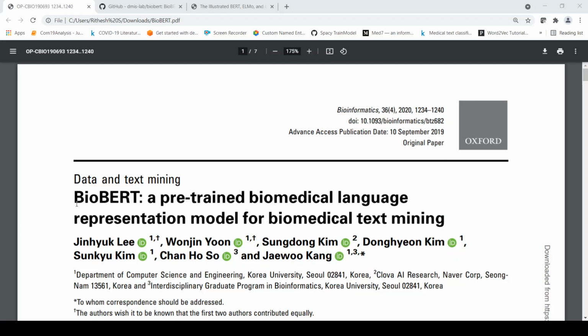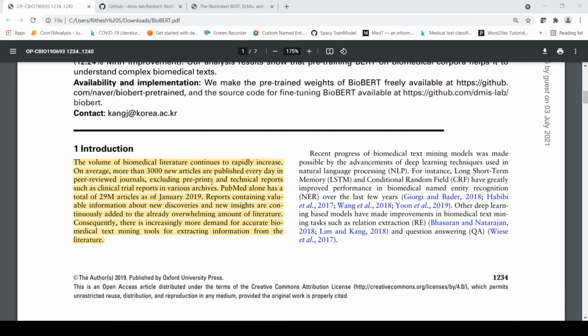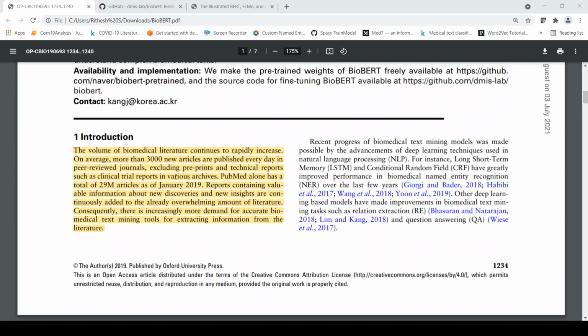In this video, let's look at BioBERT, which is a pre-trained biomedical language representation model for biomedical text mining. So why do you require a separate pre-trained biomedical language model? The reason is that you have a lot of articles coming up in PubMed. There are a lot of technical reports such as clinical trial reports in various archives. So you need to do information extraction on these articles, right, to make use of the data.